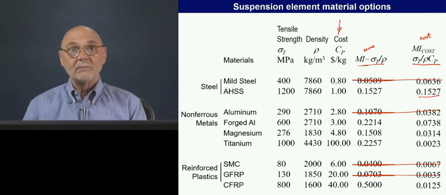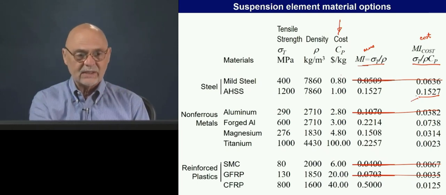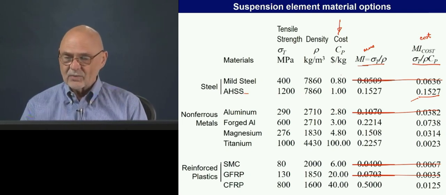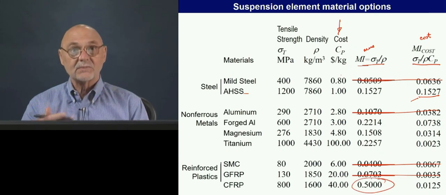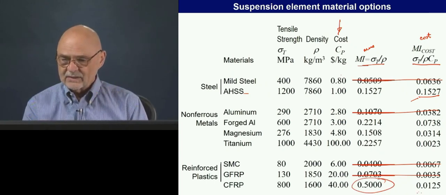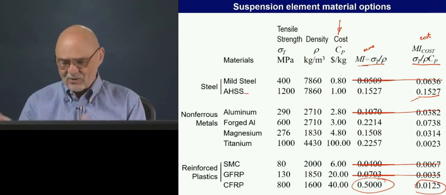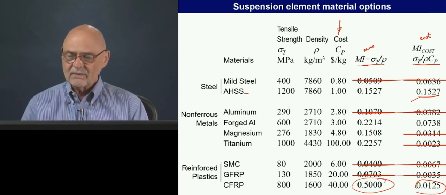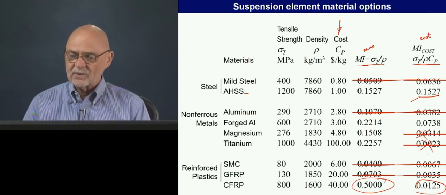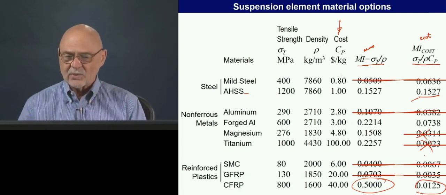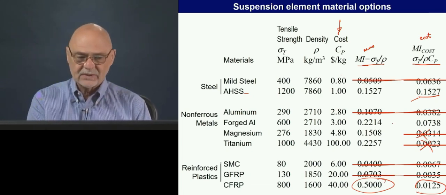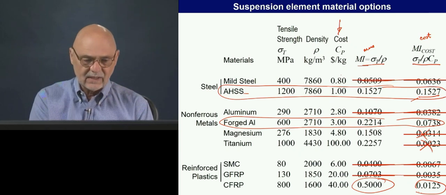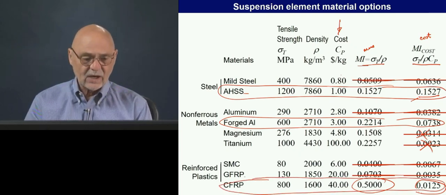Now, if we want to minimize costs, then what we want to do is select the advanced high-strength steel arm. The one that we thought was really good before for just minimizing mass happens to be the most expensive. So we're going back to this performance versus cost trade-off. Now we can throw away the ones that are not really viable for cost, and we're left with just three options. One is forged aluminum, one is an advanced high-strength steel, and then the last, for supercars, carbon fiber reinforced plastic.